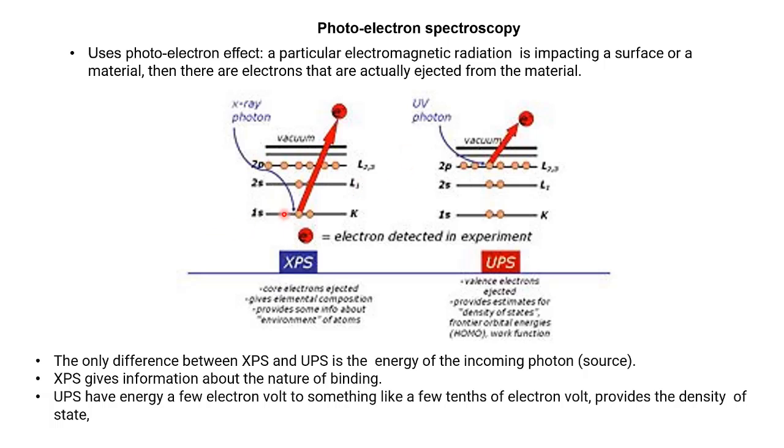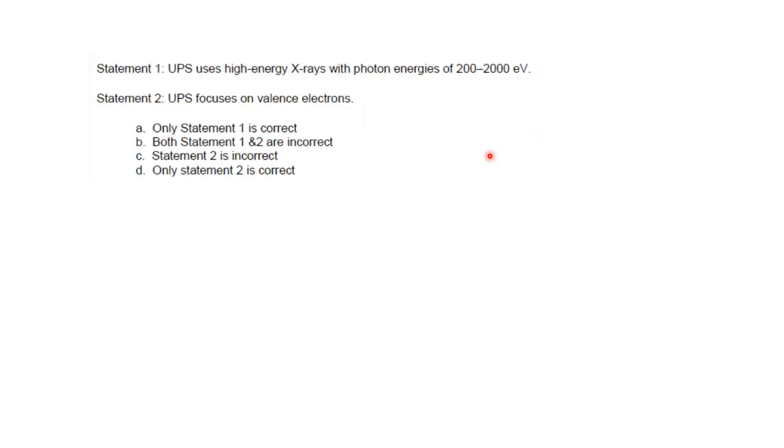Therefore XPS will give us the nature of binding, because here the core electron is getting ejected. And the UV photon, or UPS, has very few electron volts of energy, from around a few electron volts to a few tenths of an electron volt, not more than that. So it provides the information about the density of states. That is the major difference between these two. Based on that, we can now solve the assignment question.